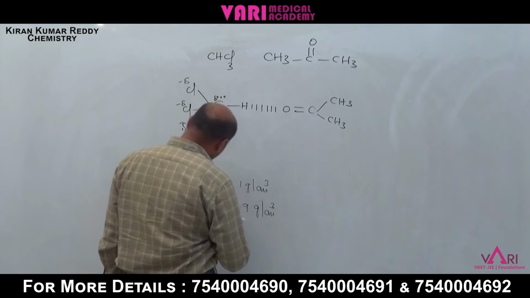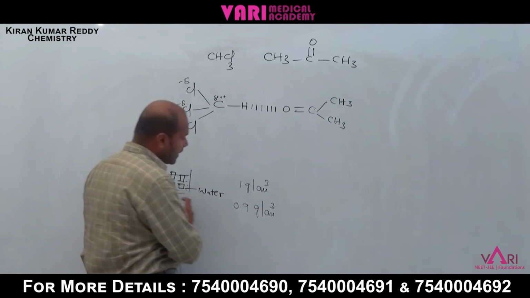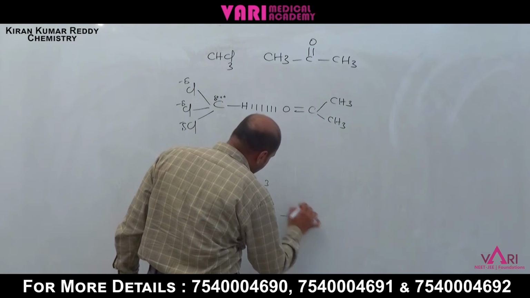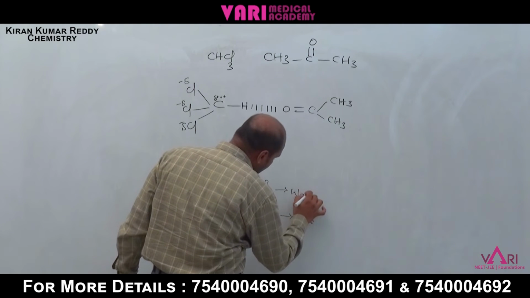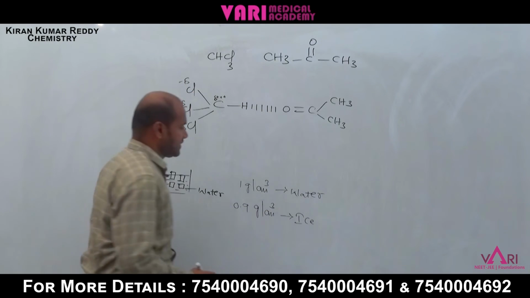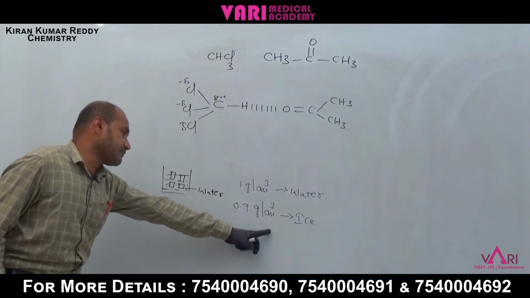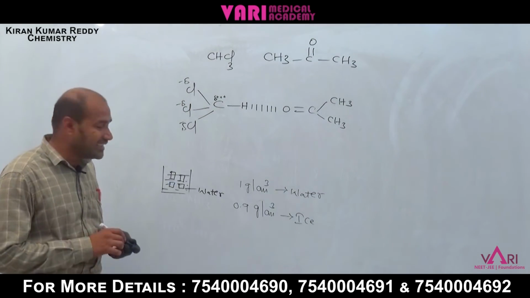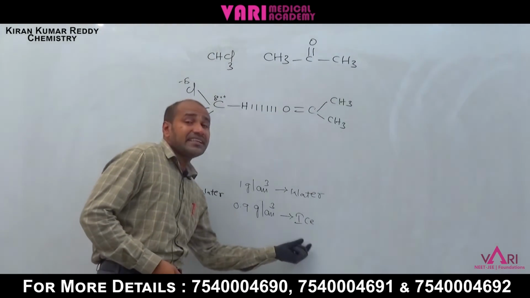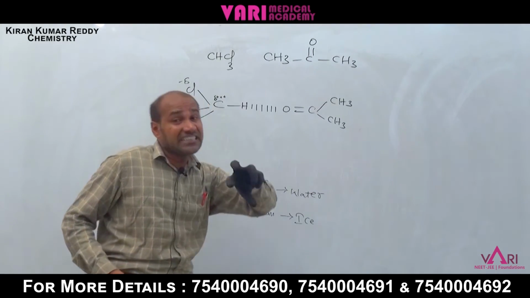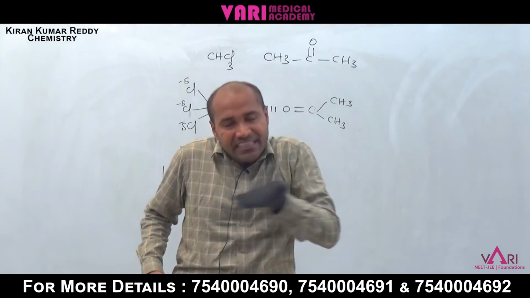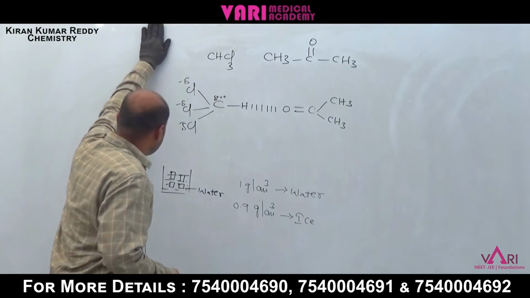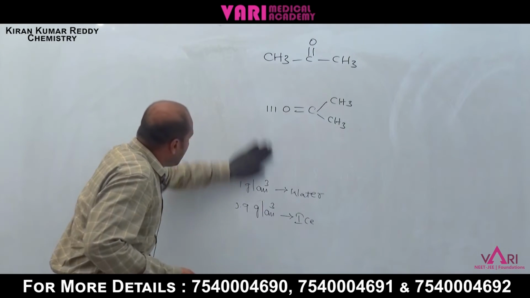Which one is more dense? Water is more dense, because this one is the ice and this one is the water. Water is more dense. That's why ice is floating on the water. What is the reason? Because cavities and voids are present inside the ice cube, that's why it easily floats on the water. And these are the intermolecular hydrogen bonding.